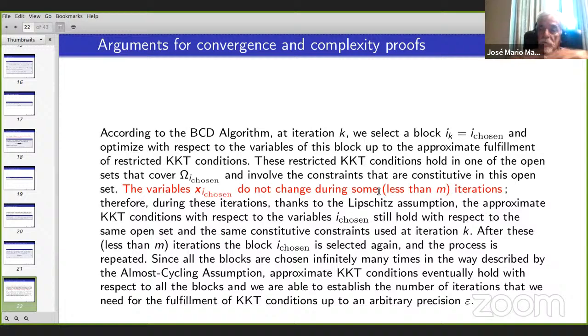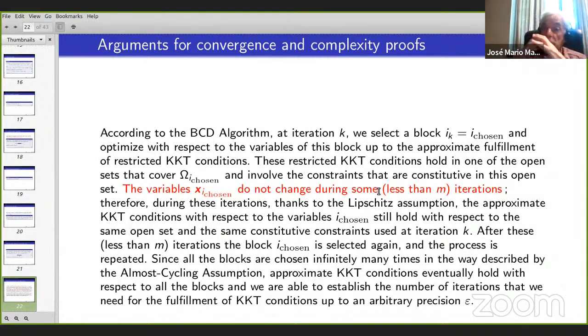Of course, I am not going to write the proof. According to BCD, at each iteration k, we select a block. And I optimize with respect to the variables of this block up to the approximate fulfillment of restricted KKT. This restricted KKT holds in one of the open sets that cover the chosen omega, and involves the constraints that are constitutive in this open set.